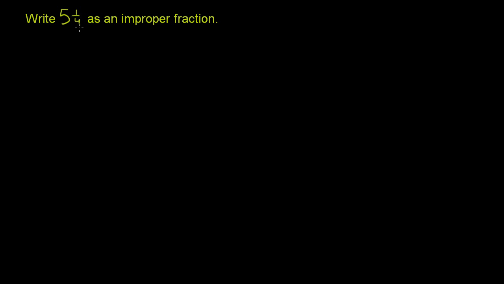Write 5 and 1/4 as an improper fraction. An improper fraction is just a pure fraction where the numerator is greater than the denominator. This right here is not a pure fraction. We have a whole number mixed with a fraction, so we call this a mixed number.